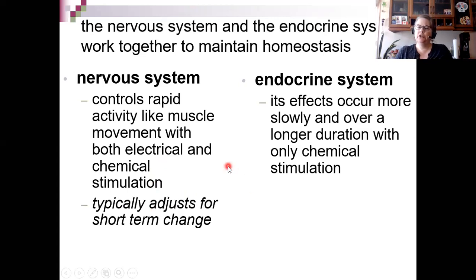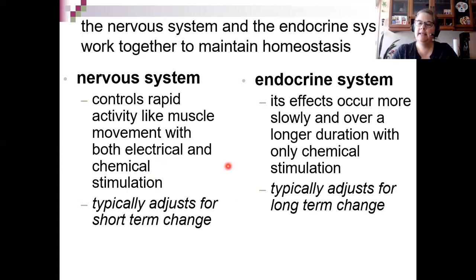Usually this is for short-term quick changes. The endocrine system takes longer. It's chemical, and for endocrine to happen, those chemicals have to travel through our blood. For the nervous system, mostly we're thinking about traveling through our nerves, which goes pretty quickly, right? It's like a little electric cable. But when we talk about the endocrine system, it's really slow. So usually these are longer term changes.